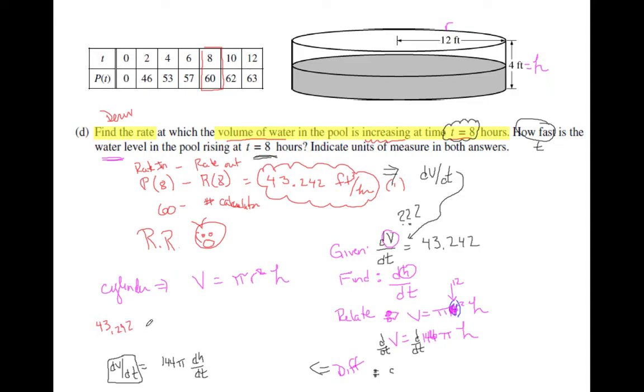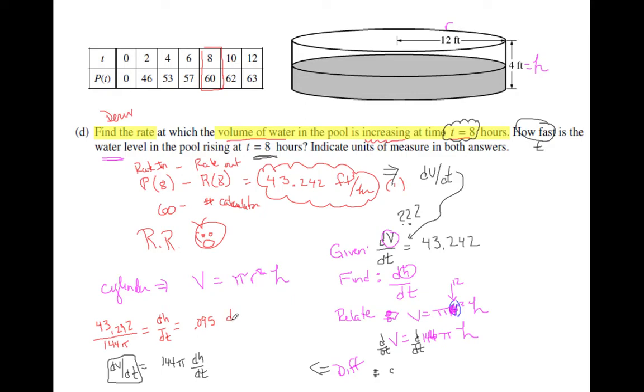Oops, I'm sorry. The height is 4, duh. The radius is 12, so my bad. 144 pi, right? Sorry about that. 12 is the radius, not the 4, silly. Now differentiate.